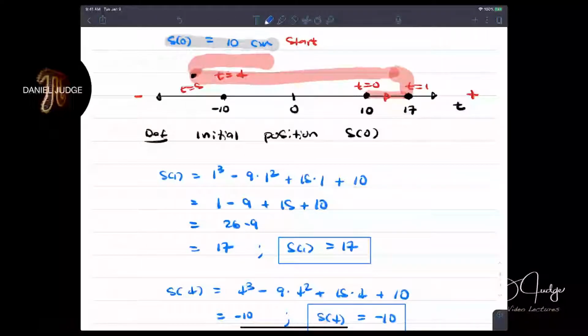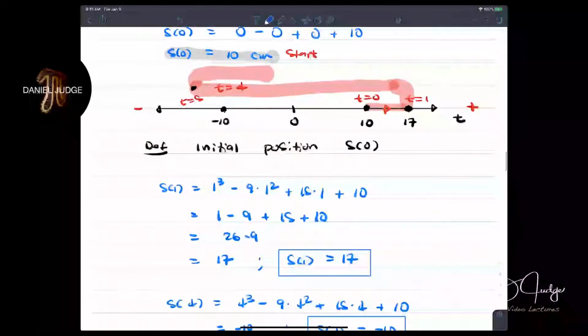So at t is 5, we are at some position. Maybe it's good to find that. We want to find, where are we at when t is 5? We're going to have to know. I'm going to go to the TI.